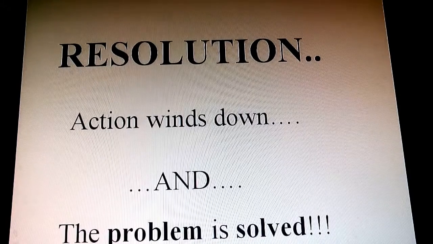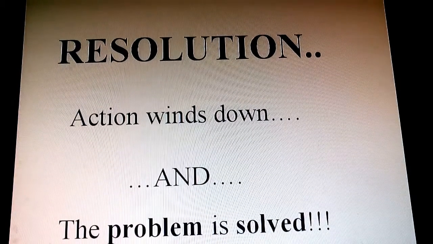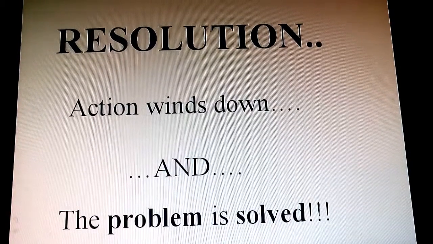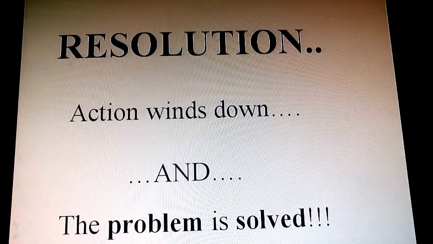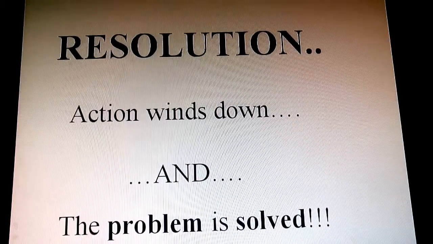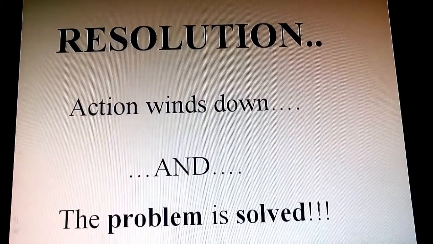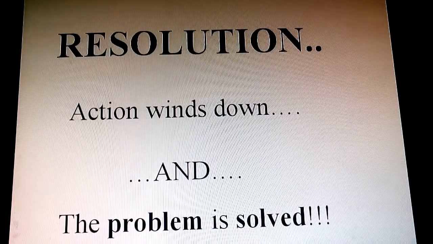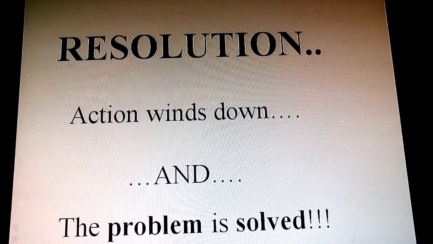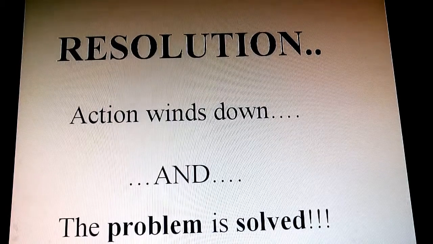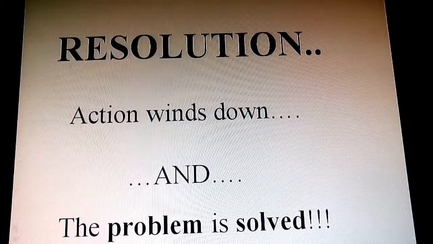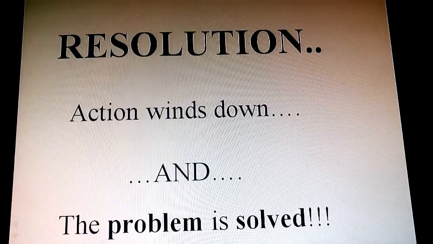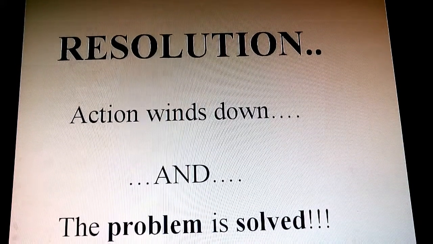The resolution is the winding down of the action and the solving of the problem. Any given problem in the climax needs to have a resolution. If you were cooking, the climax would be the time where everything comes to a boil. What you're cooking is boiling, and the resolution is when you put it on simmer.